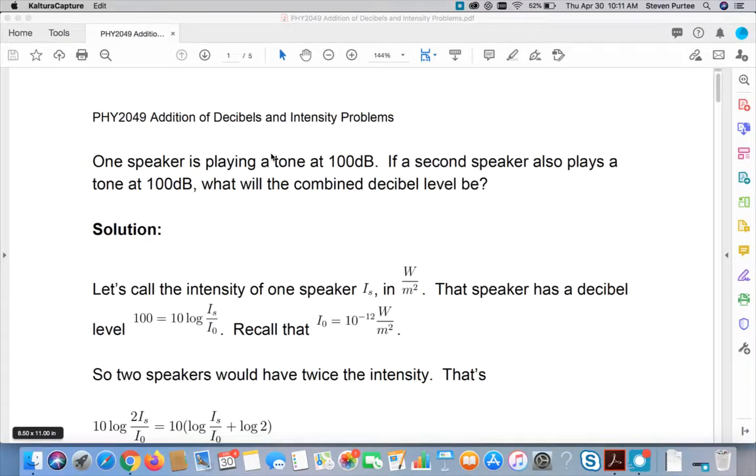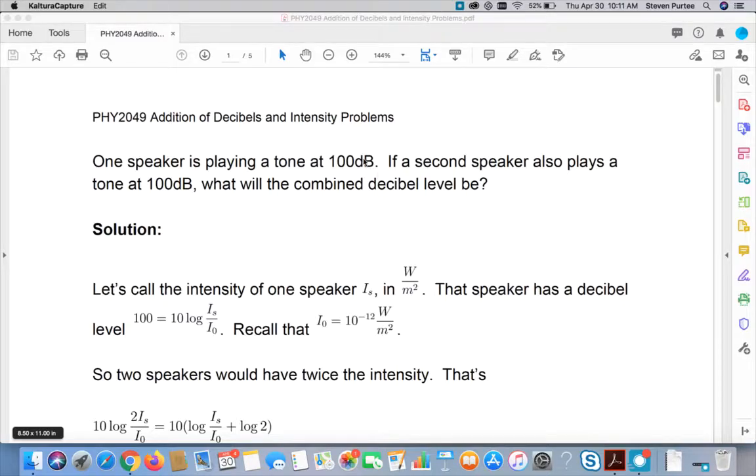Okay, so here are a couple of good problems about density or intensity and decibels. This one's counterintuitive. You have one speaker that's playing 100 decibels. It's a really loud speaker. You turn on a second speaker. What do you think the combined decibel level, the sound intensity level, will be?